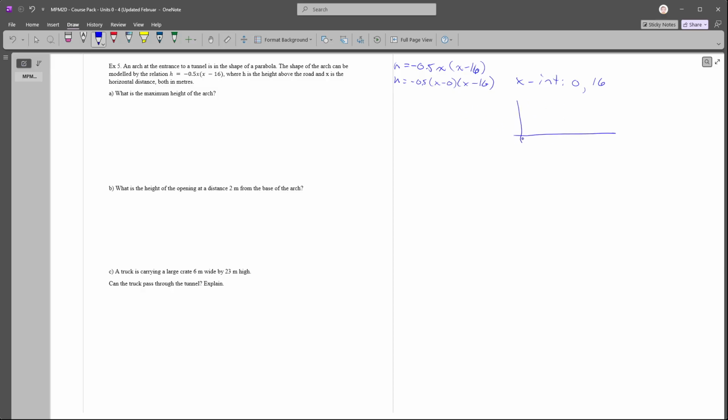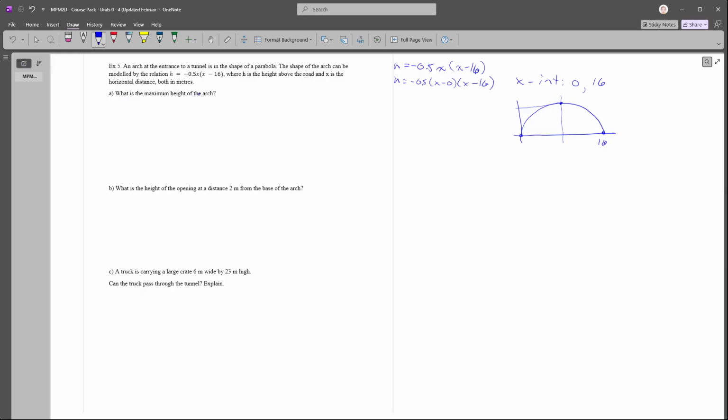So we go from here. We start at 0, and we know it's going to hit at 16 over here. All right. So we draw this tunnel. It's going to look something like this. It's asking what is the maximum height of the arch. So how do we do that? Well, basically it's asking us for what is the height of the vertex. It's asking us what is this height. All right. But that means we need to know where the x value is as well.